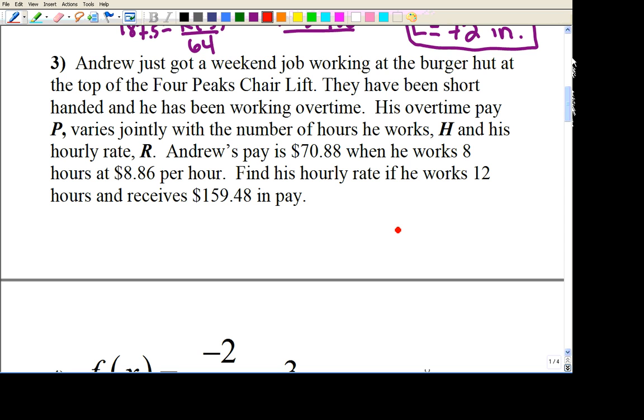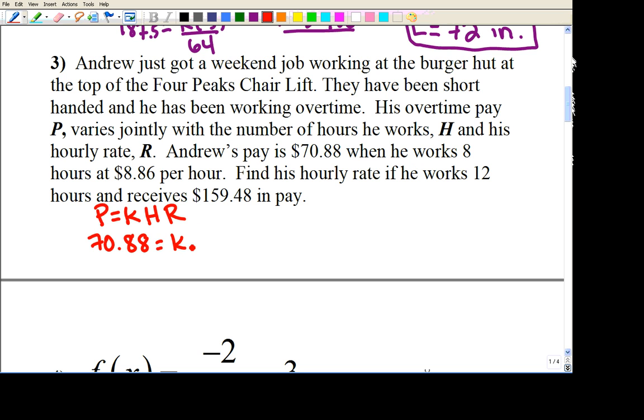So as always, if it gives you a complete scenario with all the variables filled in, we'll solve for that first. So I guess we should set up our equation of variation first, but we don't know K yet. So we have his overtime pay, P, so we have P equals, always put the K right after it. It varies jointly with the number of hours he works, H, and his hourly rate, R. So we're going to have times H and R. Directly and jointly always go next to the K. Alright, so we have $70.88, so 70.88 equals K.